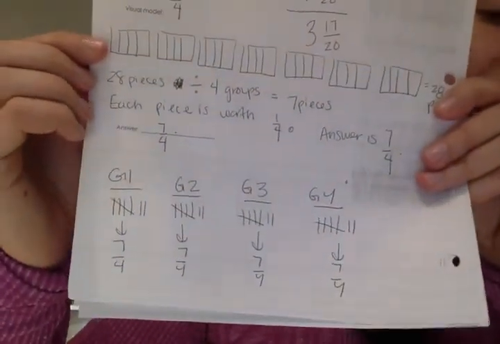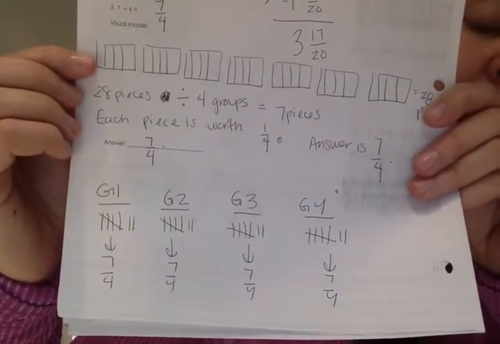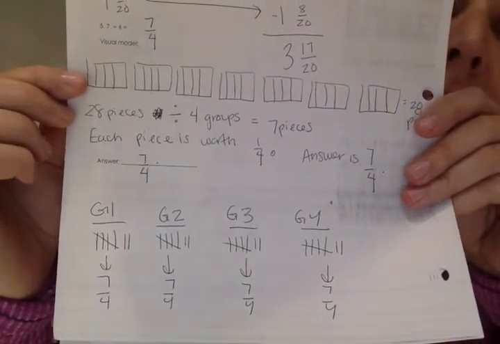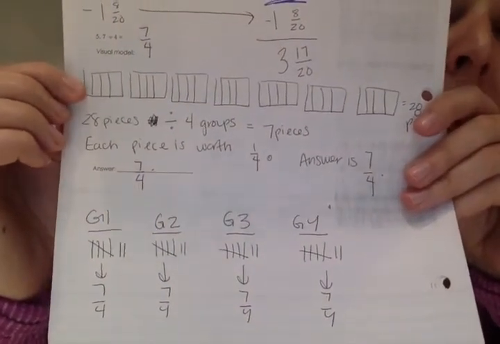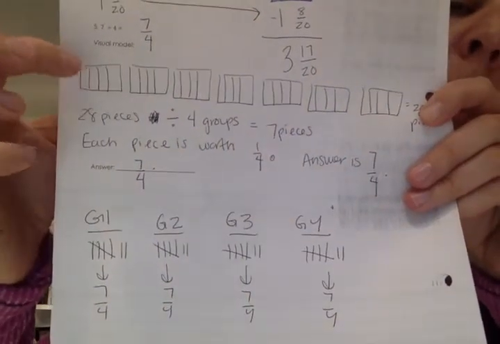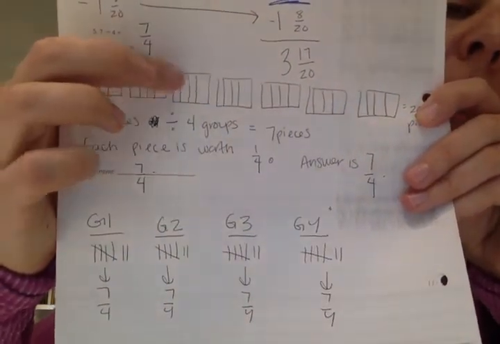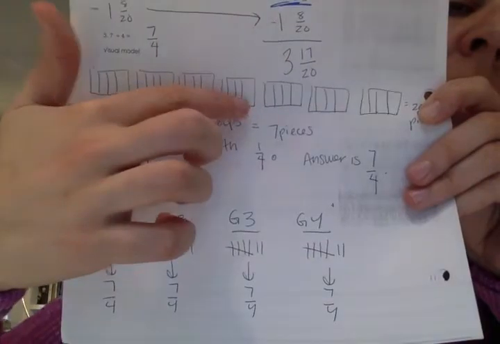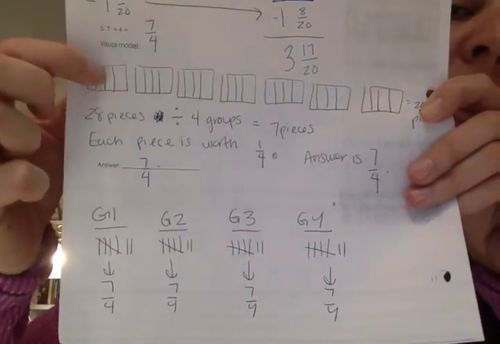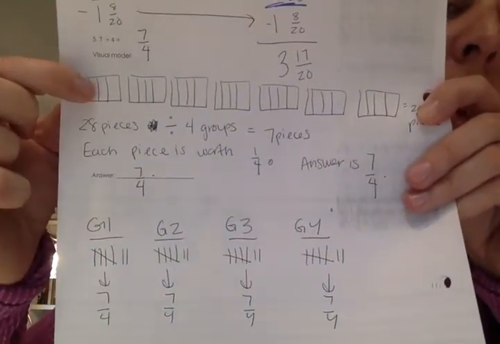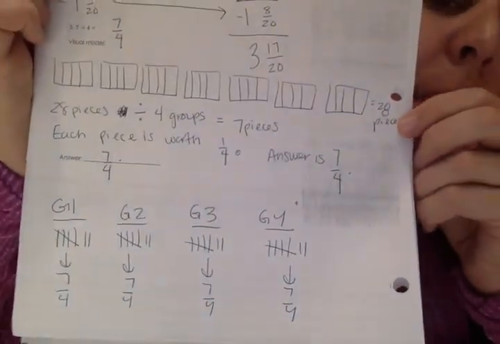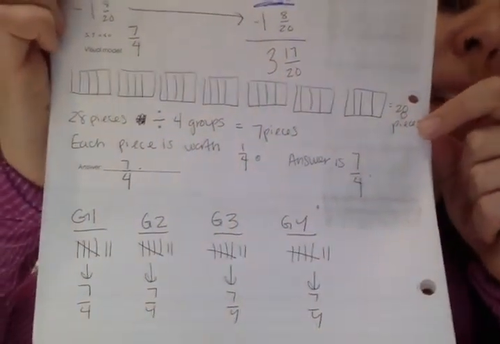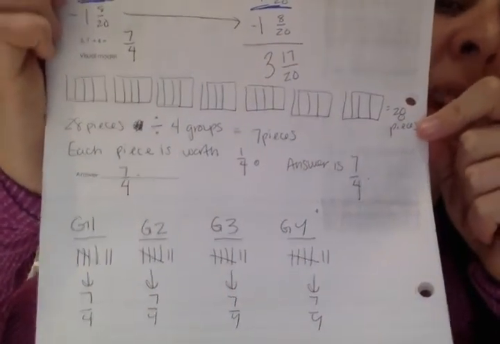Now, 7 does not go into 4 very nicely. If it was 8, that would be awesome. It would be 2, would be my answer. But it doesn't go in evenly. So what I can do is break each of my boxes into 4 pieces, because then I'll have enough pieces to break up evenly. Once you do that, you get 28 pieces in total, because 7 times 4 is 28.